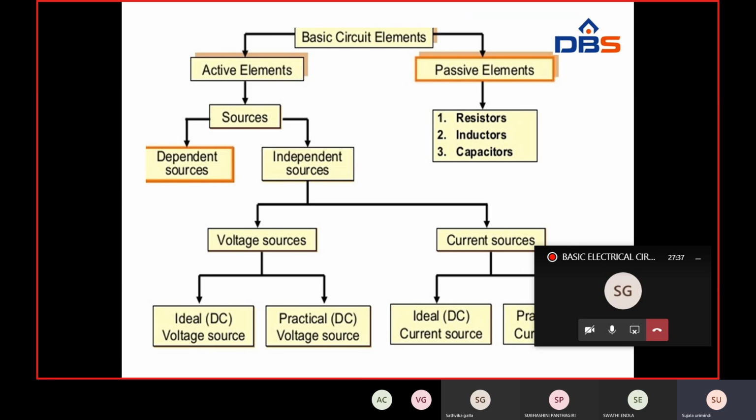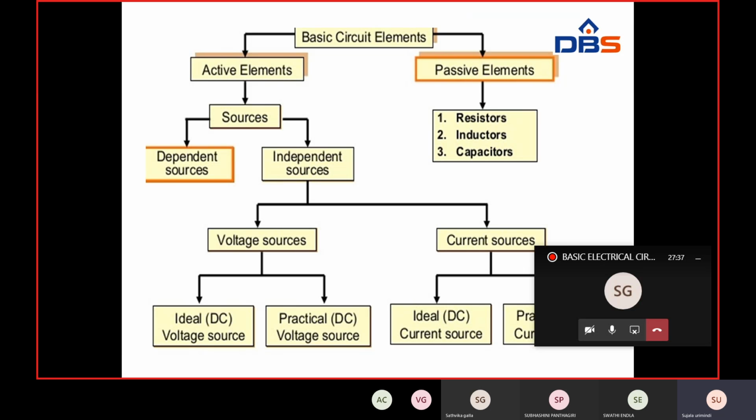These are the symbols of the resistor, inductor and capacitor. The units are ohm, Henry and farad. So these are the circuit elements. Under the sources, the active elements, there are dependent sources and independent sources. A dependent source is one source that depends upon another. If one source is controlled by another source, it is called a dependent source.